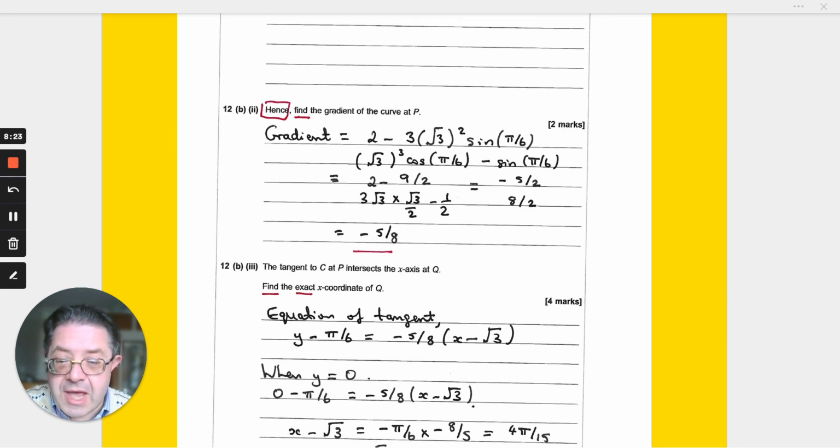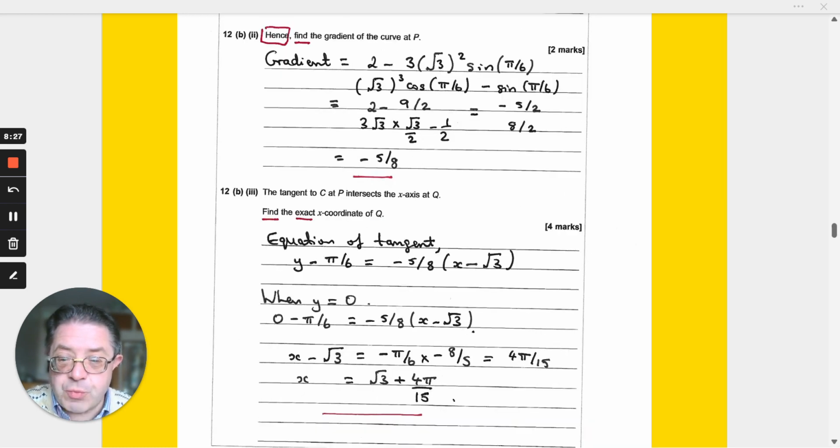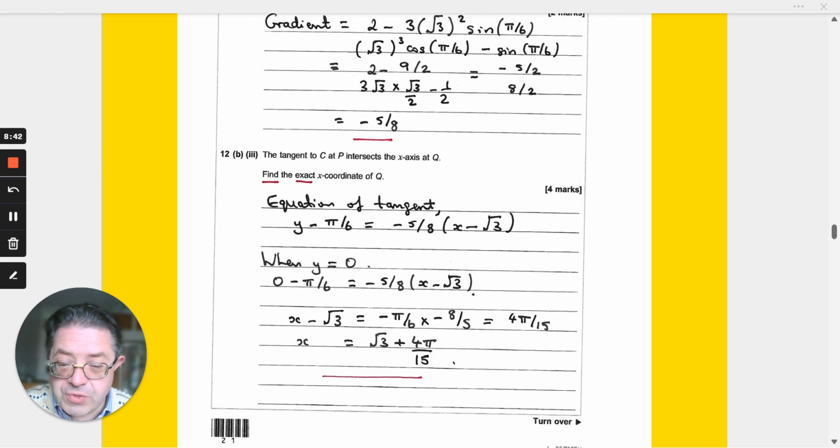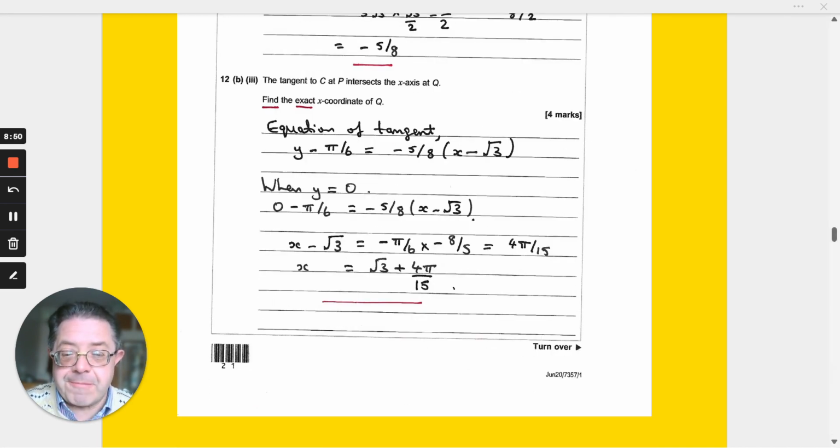The tangent at P intersects the x-axis at Q, so the tangent will have gradient minus 5/8, and it goes through (root 3, pi over 6). So here's the equation, unsimplified. I put in y as 0, and I need to find x. So putting in y as 0 and rearranging will give me the exact value asked for, which is (root 3 add 4/15 pi).